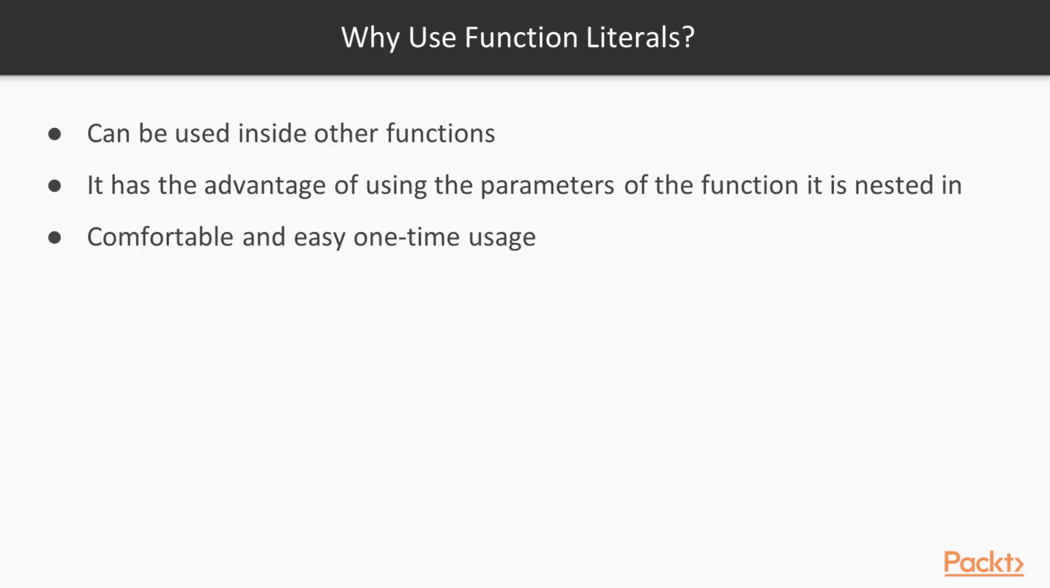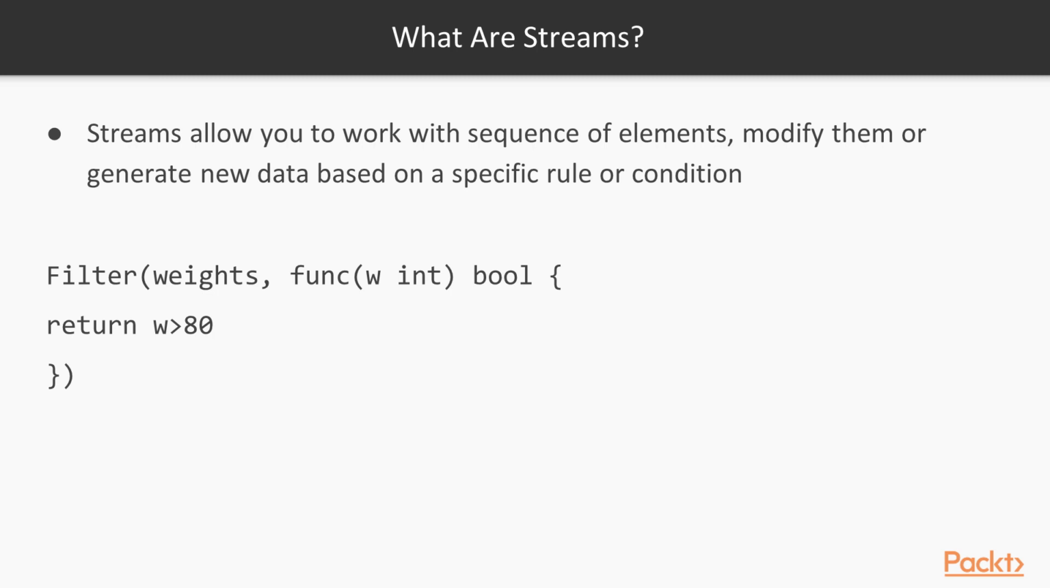Now, why should you use function literals? They have a couple of advantages. For example, they can be used inside other functions, so we can declare and use them at the same time inside other functions, also taking advantage of the parameters of the function that we have nested this function literal in. Also, function literals are really good for one-time usage. So, if in your particular use case you have to use this functionality in different packages or different files, you'd better use a named function. But in cases when you just have to use it one time, you can use an anonymous function, so a function literal in this case.